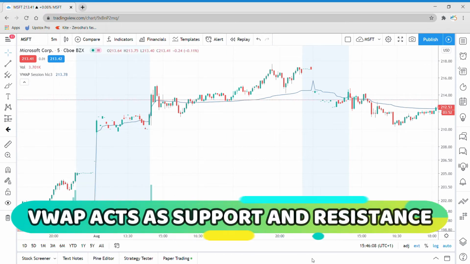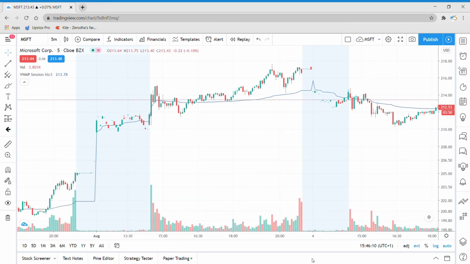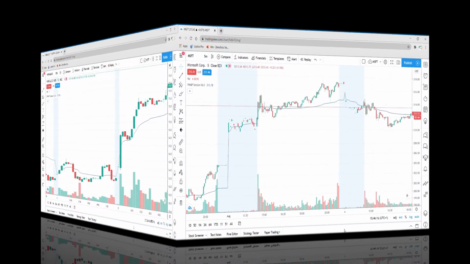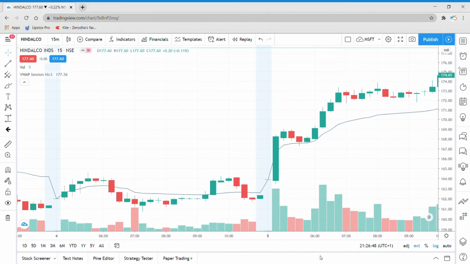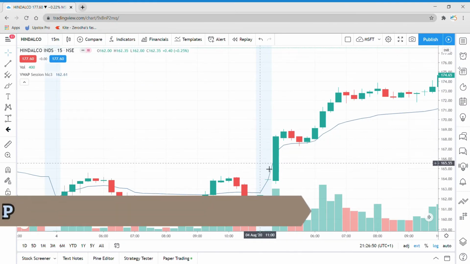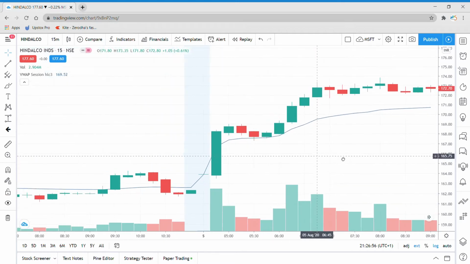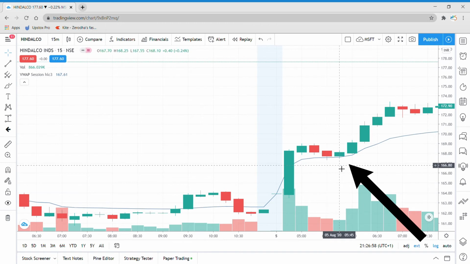Another thing to be noted is that VWAP resets every single trading day, and this is the reason why VWAP is an intraday indicator. This is Hinako's 15-minute chart. When the market opened, the share price broke the VWAP and ended up retracing back to it, as you can see here. But it had difficulty breaking below the VWAP, as you can see here, due to the long lower wicks.